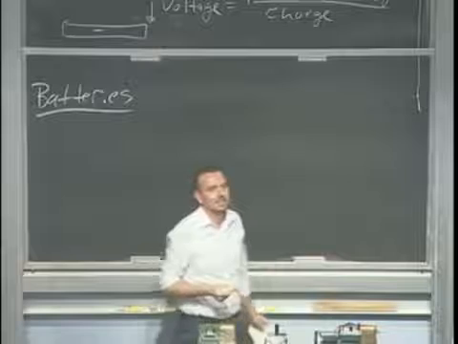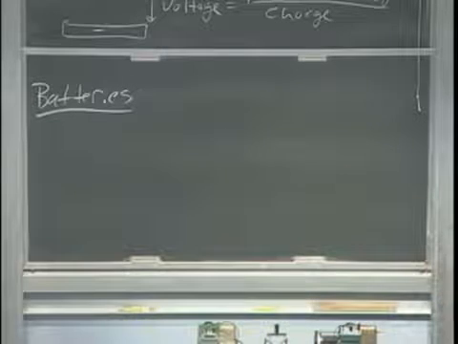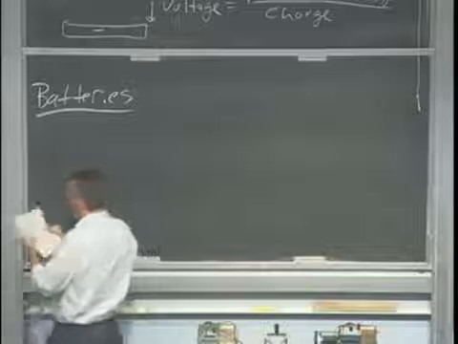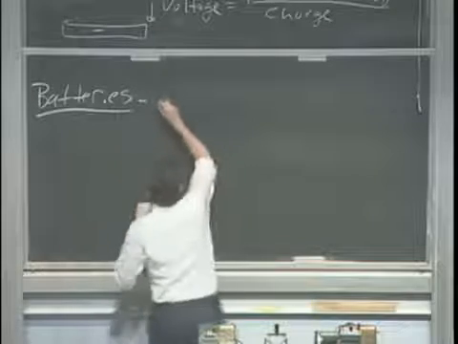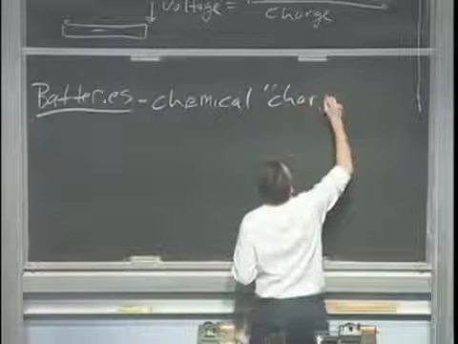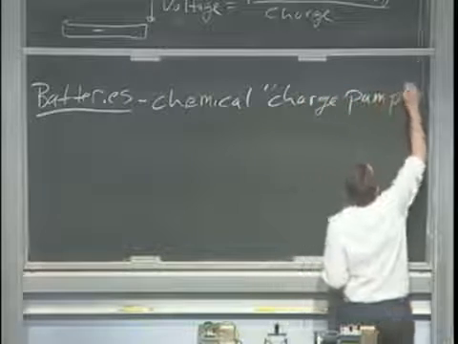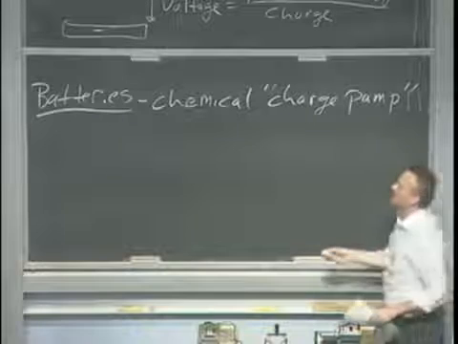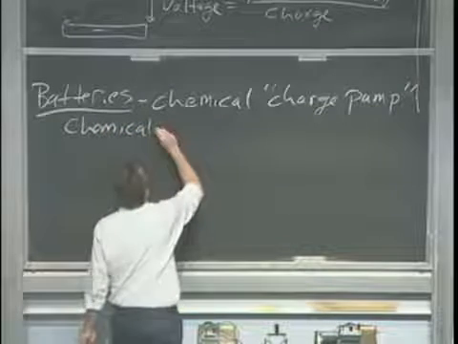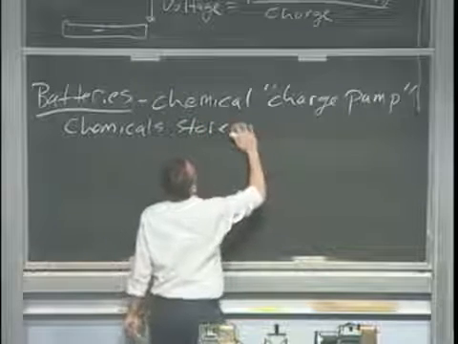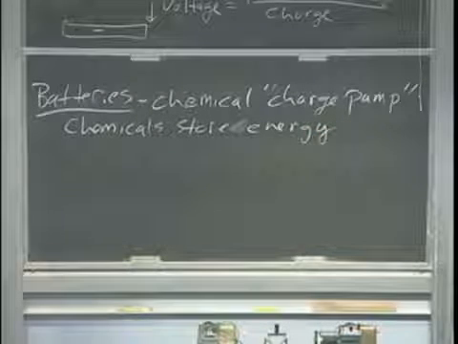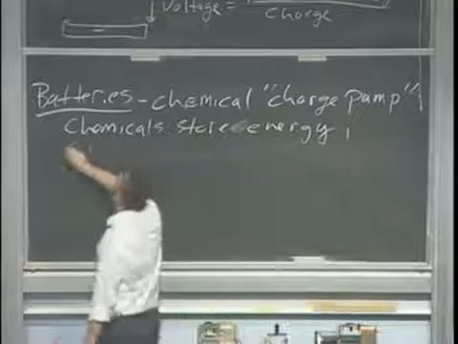Okay, one of the most common is batteries, of course, where batteries are using chemical potential energy and converting that into electrostatic potential energy, which we use for work. So batteries we can think of as just a chemical charge pump. Where the chemicals store energy, so chemical potential energy, which we've talked about before. Okay, so the chemicals store energy, and that is converted to voltage, which we use.